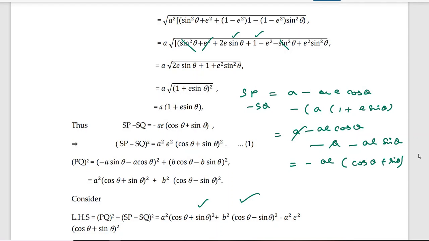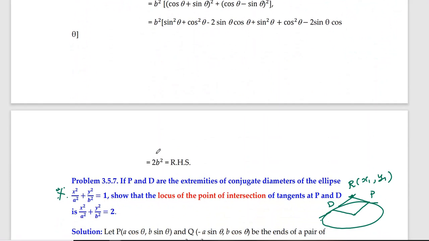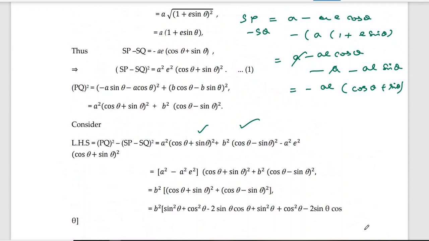And we want to show that PQ square minus SP minus SQ the whole square is 2 times B squared. So that is what we are trying to prove. For which you will have to consider them. Just substitute PQ square as computed here, and this one is there already, so just write that, and then simplifying this further, cos theta plus sin theta the whole square here also we have, so A square minus A square E square you'll have, and plus B square into cos theta minus sin theta the whole square.